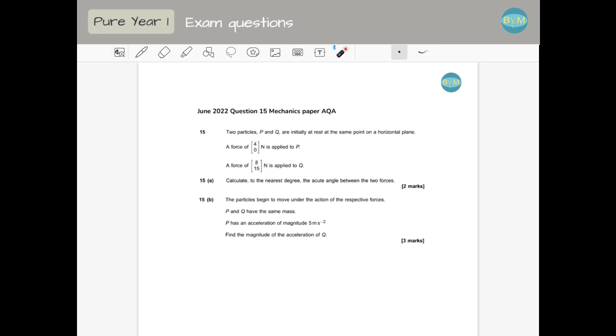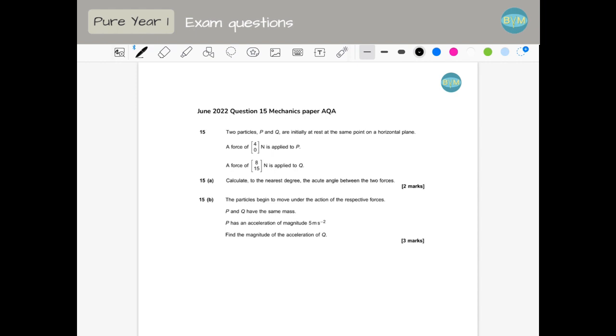Hello, this is a mechanics question. It's from June 2022 from AQA. You have two particles P and Q initially at rest, so that means that maybe we need to use SUVAT, at the same point on a horizontal plane. A force of 4 newtons is applied to P, a force of 8 and 15 newtons is applied to Q.